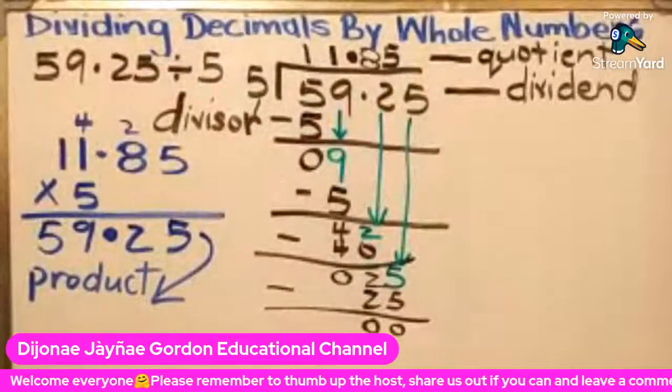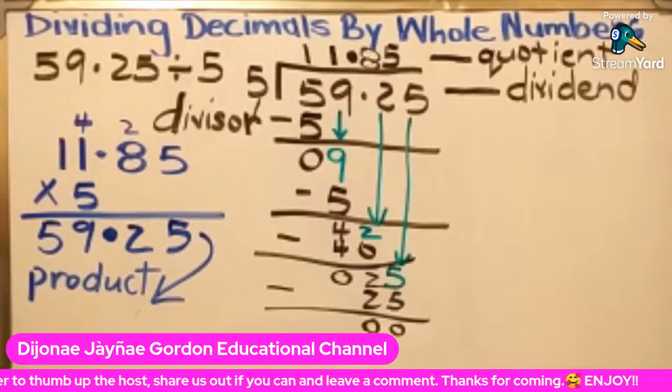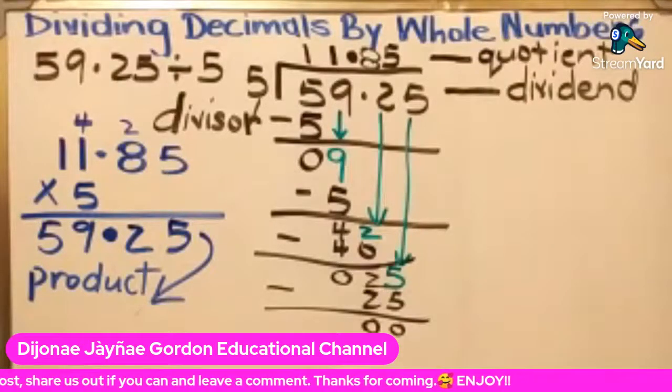So the quotient for this division is 11.85. I hope you are understanding so far, and I hope this is clear to you.